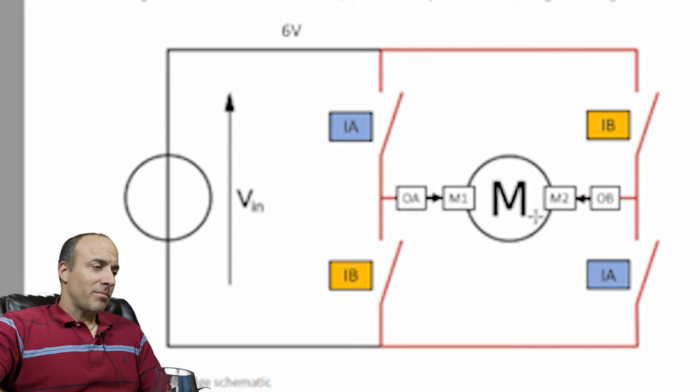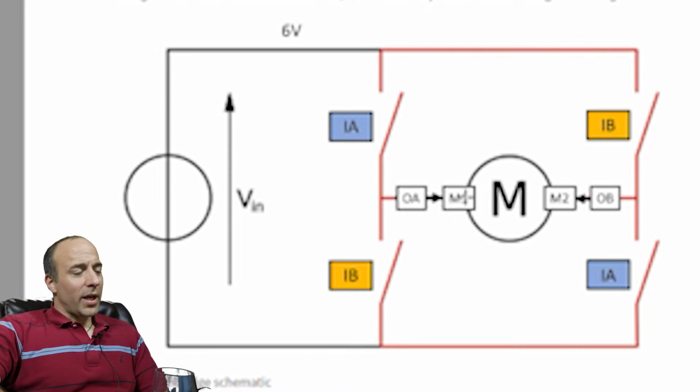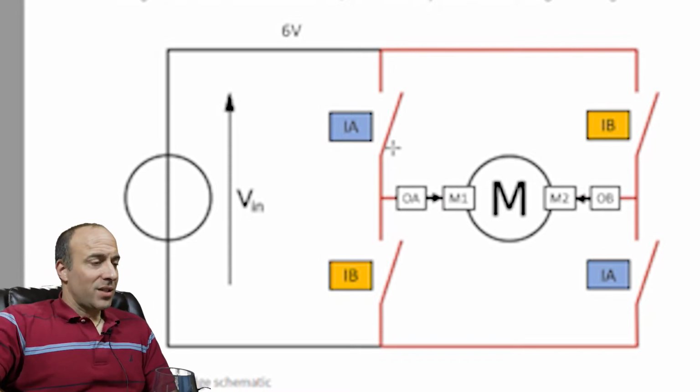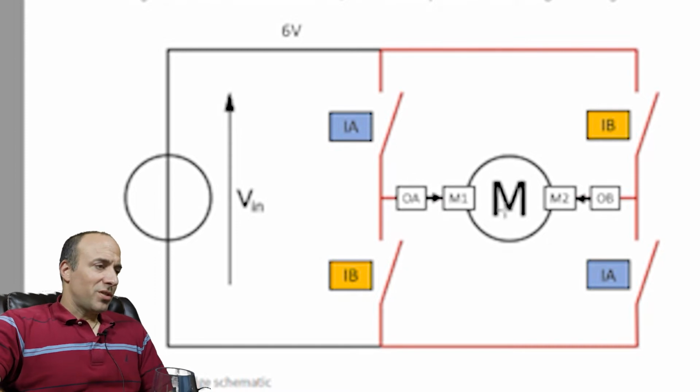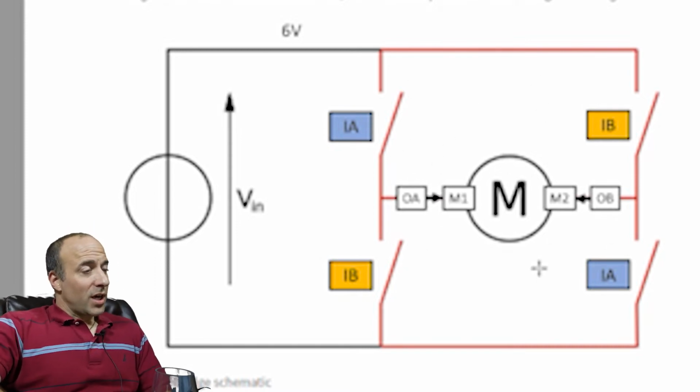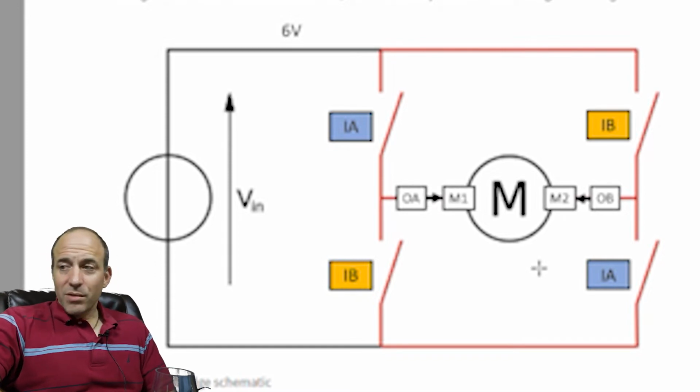So the M, of course, is the motor. OA and M1, for example, is the pathway from the H-bridge to the motor. And the inputs to the H-bridge, of course, are IA and IB, which are both pulse width modulated binary signals.